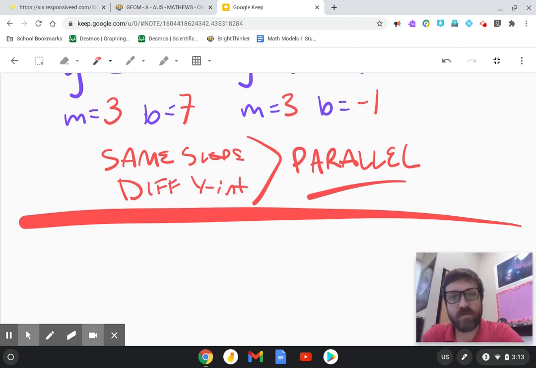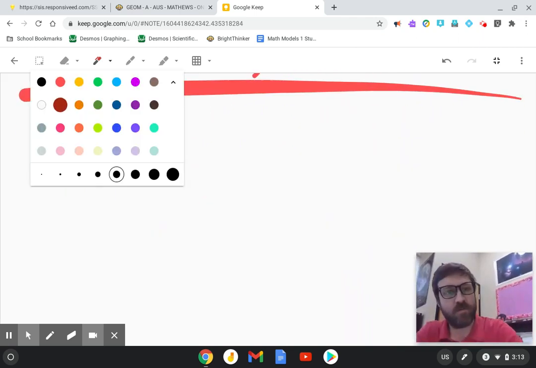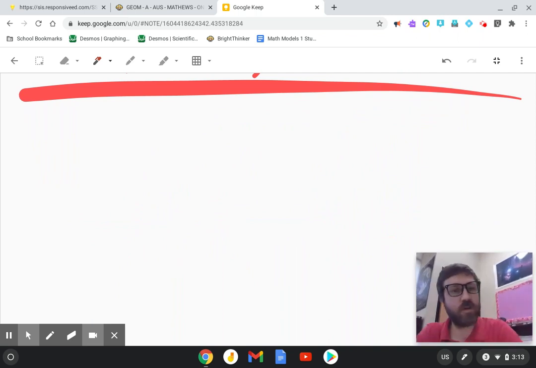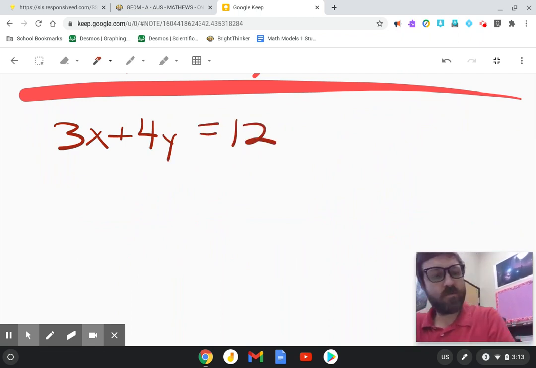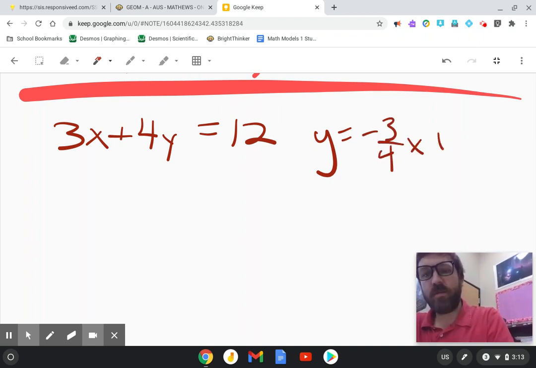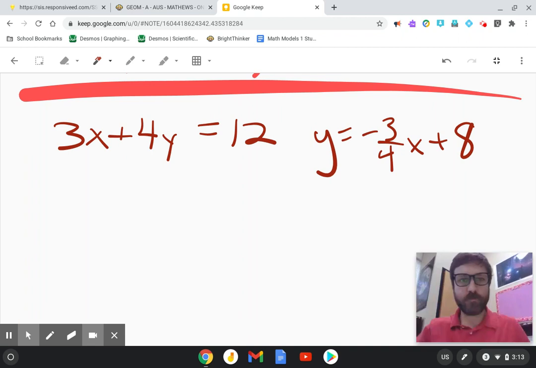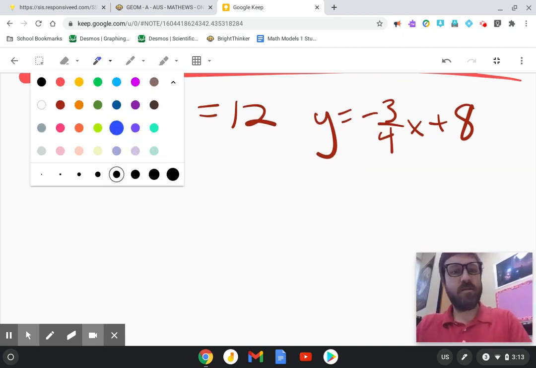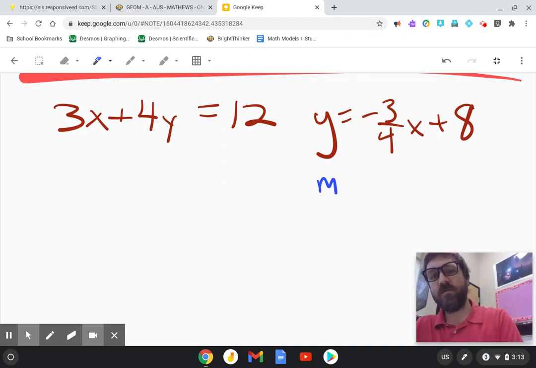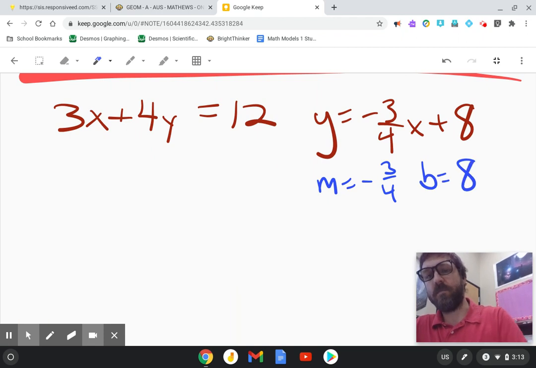All right, so unfortunately, one of the things that happens is they don't always give us our equations ready to go. So let me show you another example where the equations are not set up. So I'd be like this, 3x plus 4y equals 12, and y equals negative 3/4 x plus 8. Okay, well, you can see equation number 1 here is not set up in y equals form. But this one already we can see has a slope of negative 3/4 and a b of 8. But this other first one we're going to need to rearrange.